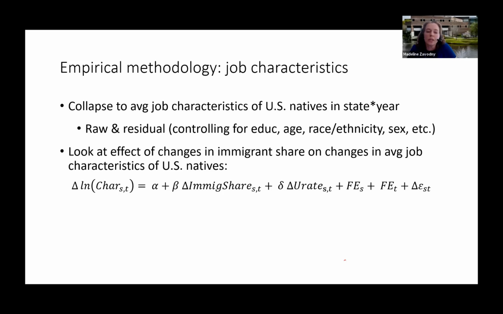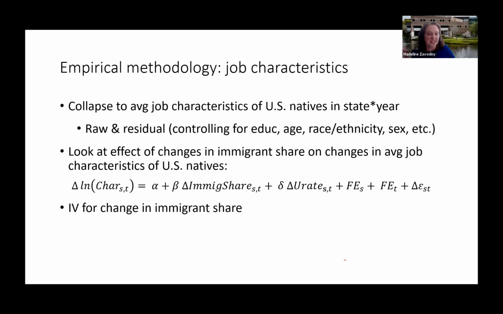Oh, okay. So we're going to collapse down to state by year data, and this is not going to be the share of immigrants in your occupation. What we're going to start off by looking at is the average job characteristics, so these percentiles of our hazard, manual, and communications intensity of U.S. natives by state and year. And then we're going to look at how the change in the immigrant share in the state over these long differences is affecting these average job characteristics. And the big concern is, of course, that the immigrant share here is endogenous. So therefore, we IV for it.